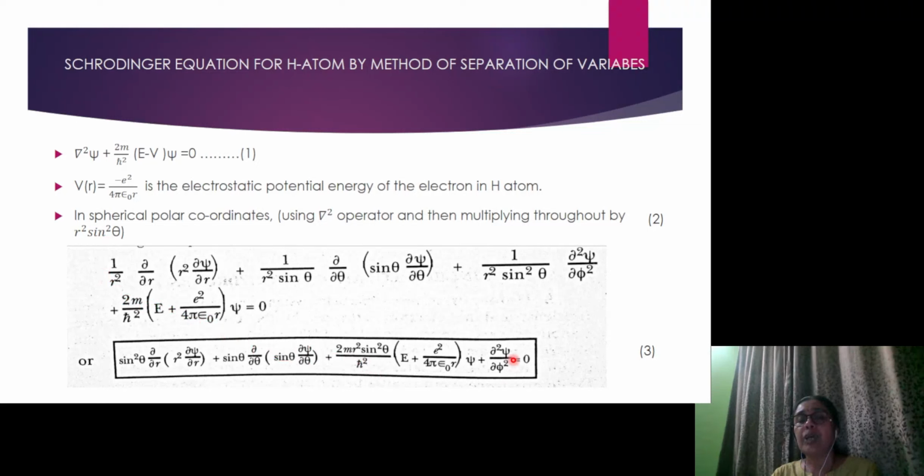Okay, why have we written this del square psi by del phi square at the end? It is just because this is the term which contains only phi, whereas all the other terms contain both the variables, that is r and theta. This is the only term which contains phi only, and does not contain r and theta. Okay, so let us move to the next slide.